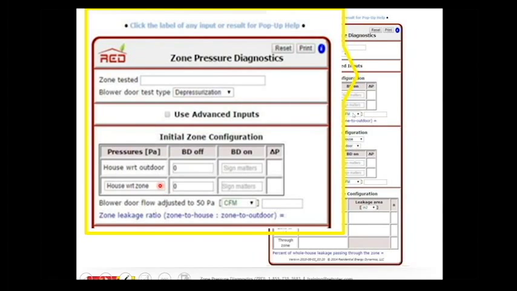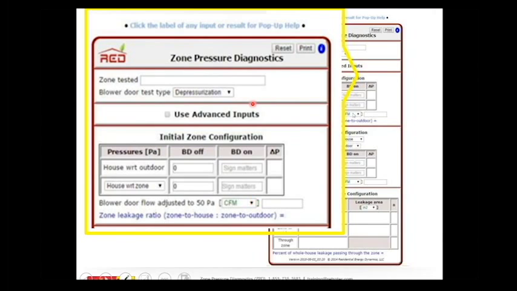You can actually do it with the zone to the outside. You put that in there, and then when you do it with the blower door on, it's going to give you the delta pressure. You can use this drop down for our friends who don't use the imperial system. You can get all kinds of results in metric or imperial.